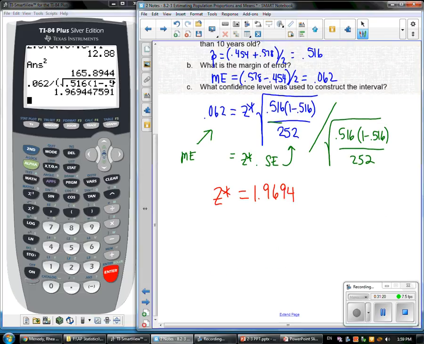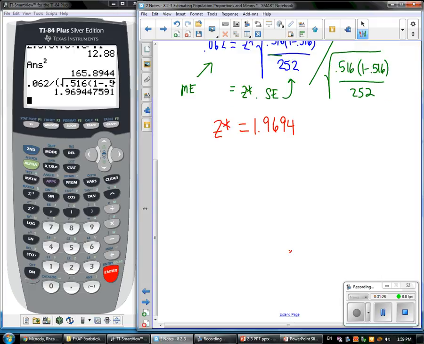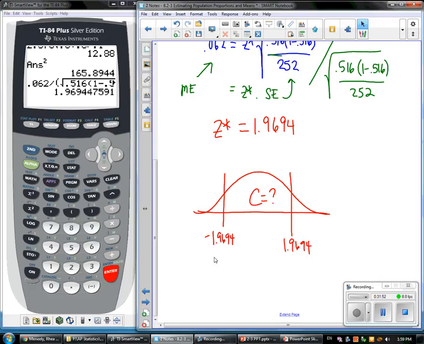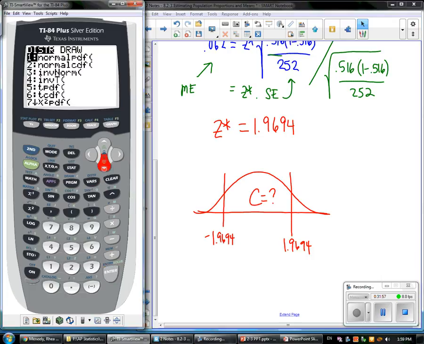That should look somewhat familiar. It's very close to the 1.96 that we use for our 95% confidence interval. Well, if I want to know the exact confidence level, let's think again what this number refers to. My confidence level is my central probability, and in this case it's unknown. But if I know my z star value, then I know that it's going to go from a negative 1.9694 to a positive 1.9694. And if I know my z-score, then I can compute the area under the curve using a normal CDF function.